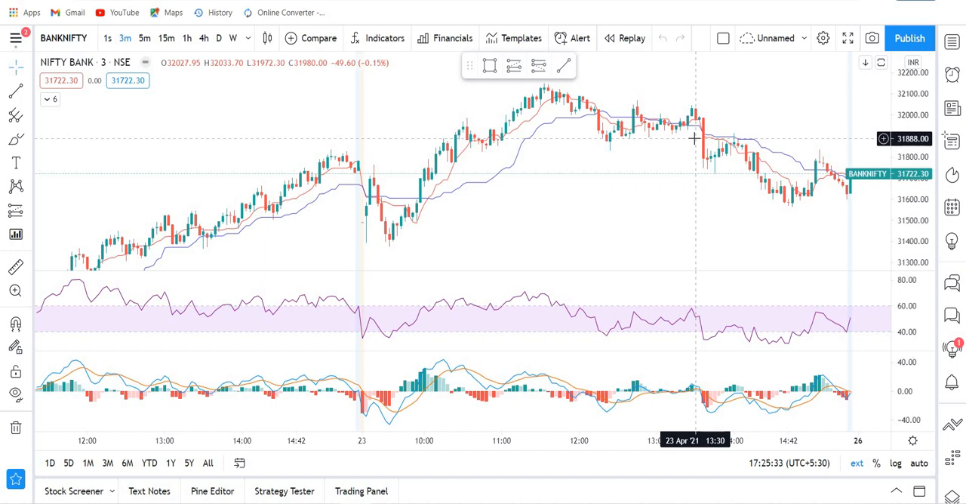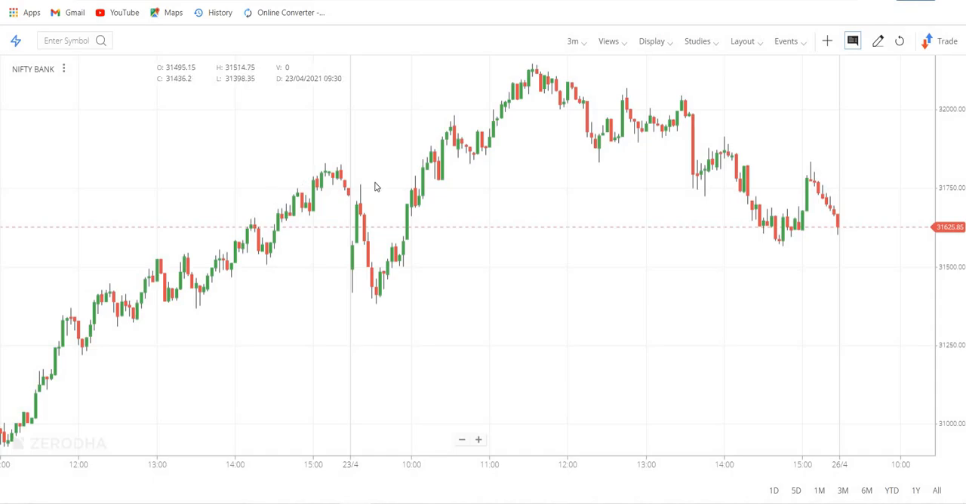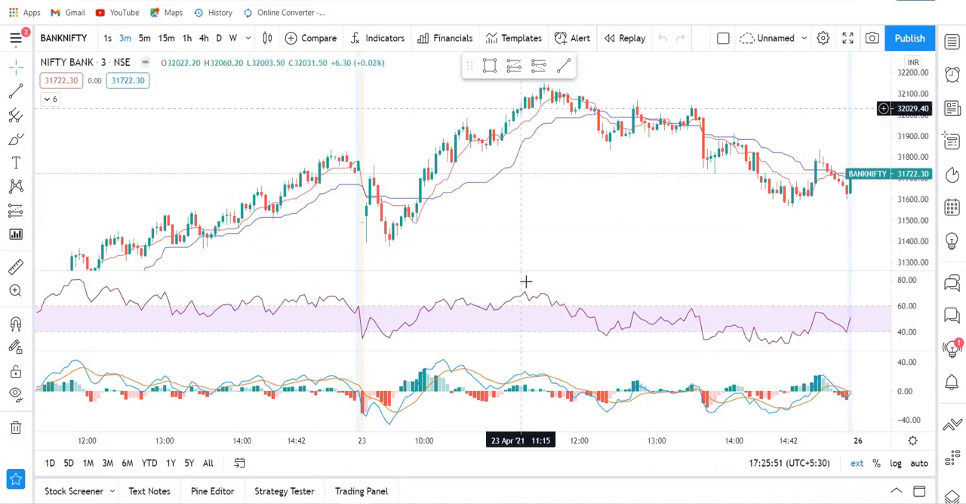Now second thing is that I am using TradingView Pro, a premium version. That's why I'm able to use all these 3 indicators at a time. Otherwise, I think TradingView allows only 1 or 2 indicators at a time. So what you can do, you can easily put the indicators on Zerodha or any other trading platform. It's not a big deal.